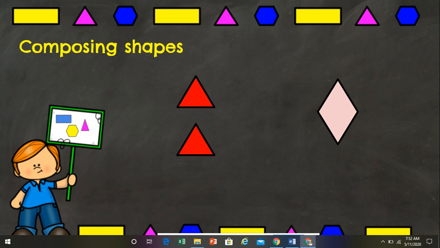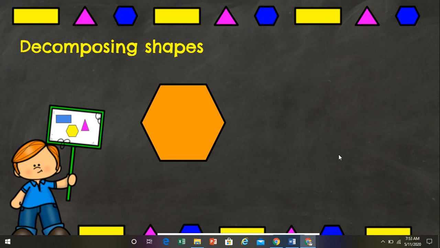You get a diamond, un diamante, or a rhombus, un rombo, también se le llama esto. It could be named a rhombus. It has four sides, 1, 2, 3, 4, tiene cuatro lados, and it has four corners, y tiene cuatro esquinas.